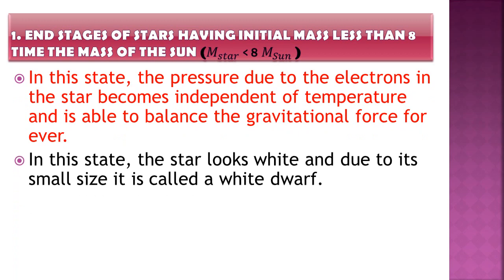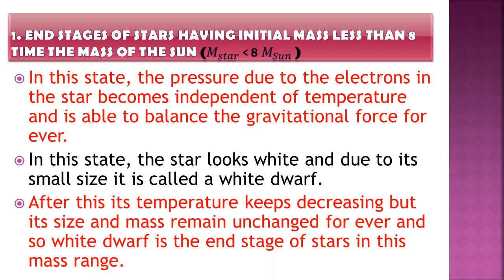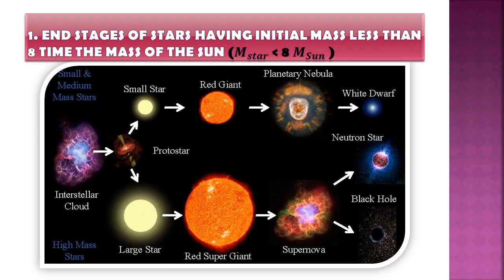And in this state, the star looks white, and due to its small size, it is called a white dwarf. And after this, its temperature keeps decreasing, but its size and mass remain unchanged forever. And so the white dwarf is the end stage of stars in this mass range. Students, here you can observe the evolution of stars based on their masses and their end stages. So here, this is a small star, then red giant. That means after the evolution of the interstellar cloud, the small star formed, and then it becomes a red giant of a smaller mass, and the end stage is the white dwarf. You can observe the white dwarf.